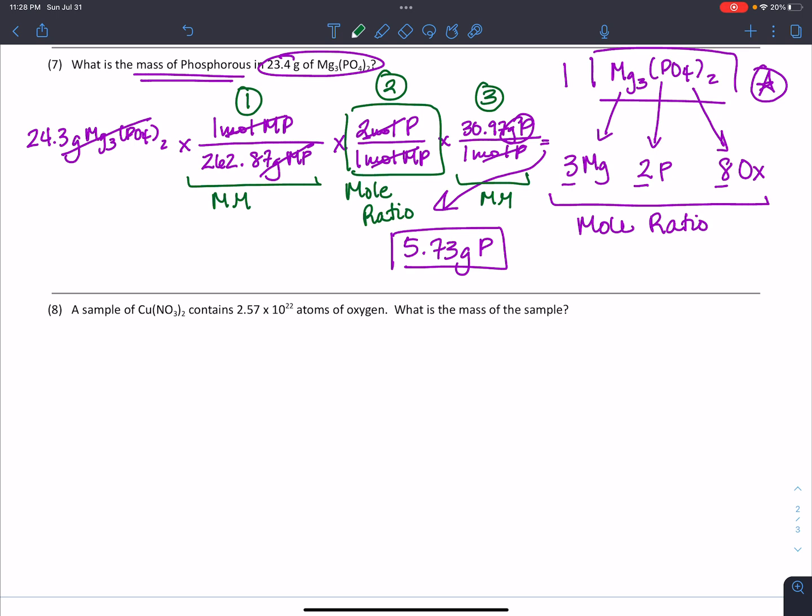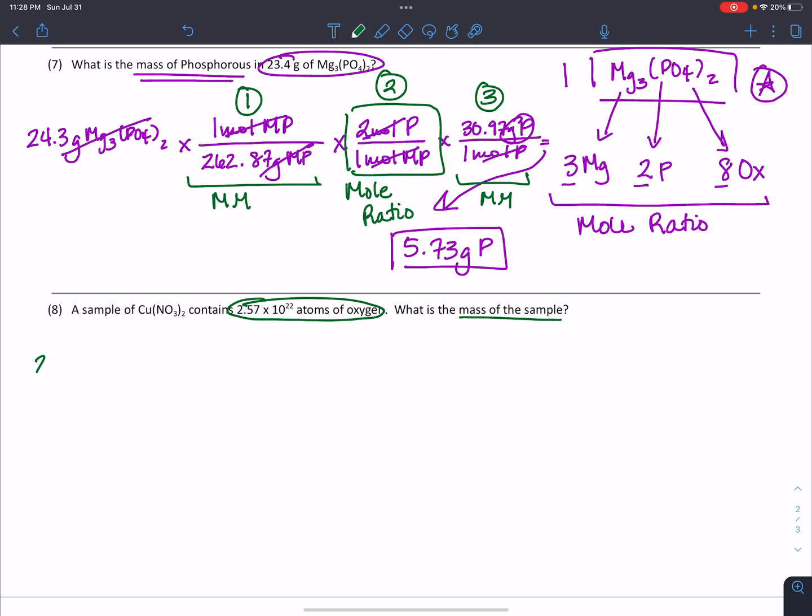All right, so let's look down at number 8. We have a sample of Cu(NO3)2, and that contains 2.57 times 10 to the 22nd atoms of oxygen. What is the mass of the sample? This time we have atoms of an element within a compound, and we're asked to find the mass of that compound. It's similar to what we did in number 7 because we're talking about an element versus the compound.